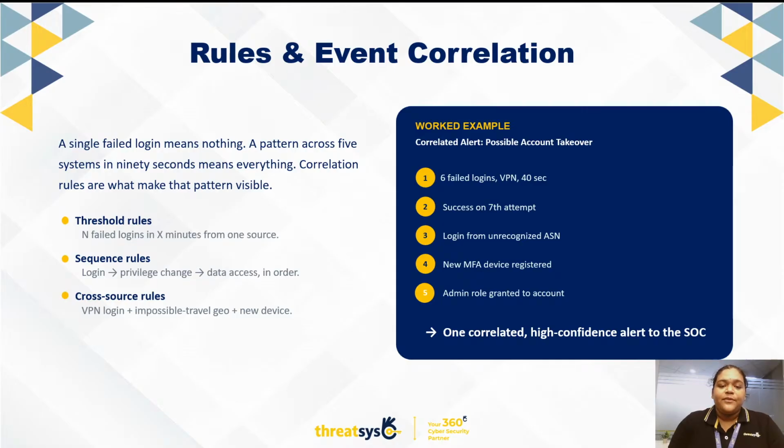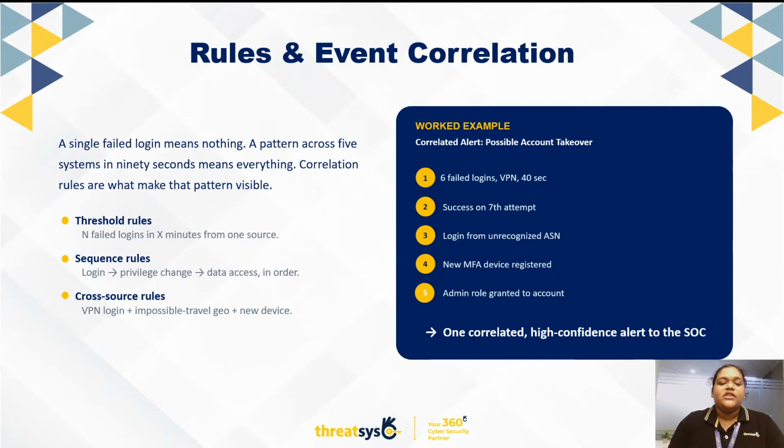The first type is threshold based rules. These trigger when an activity crosses defined limits within a specific period. For example, a certain number of failed login attempts from the same source within a few minutes. The idea is to identify activity that occurs at an unusually high frequency.